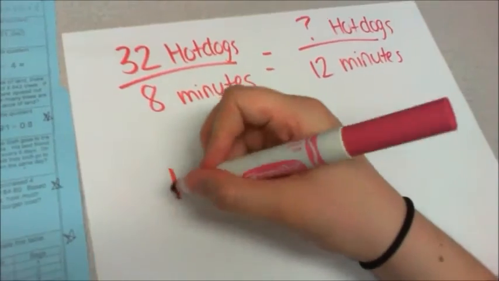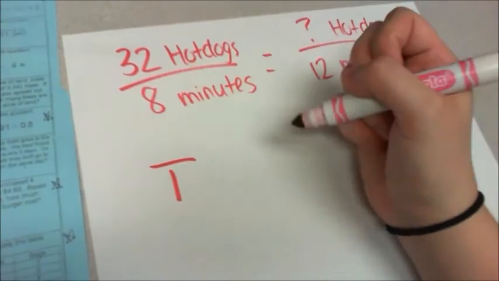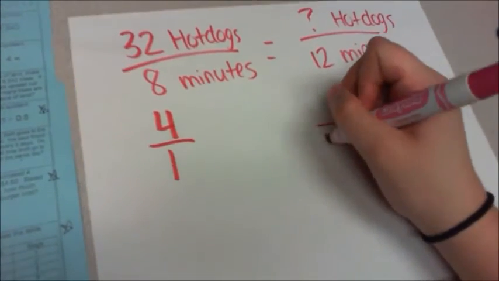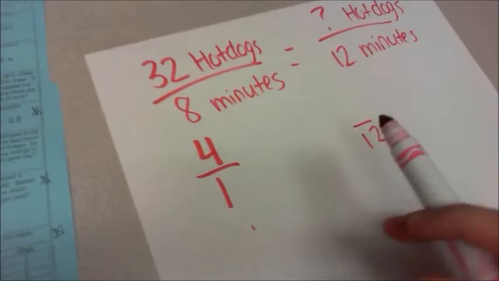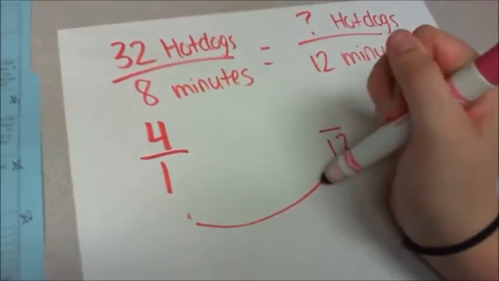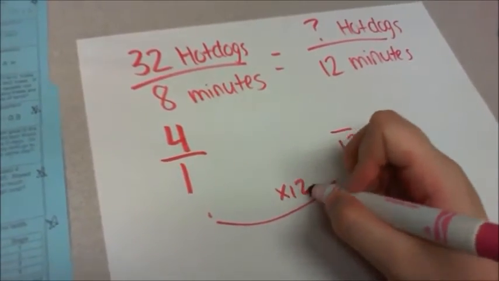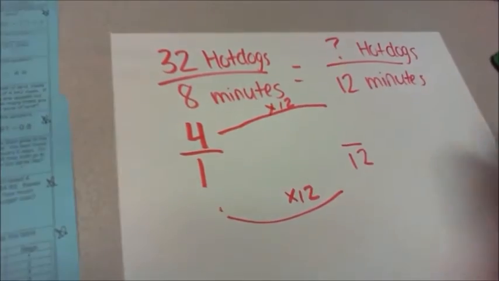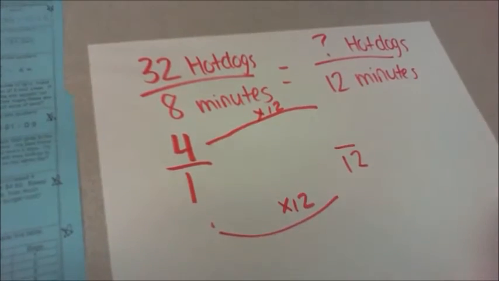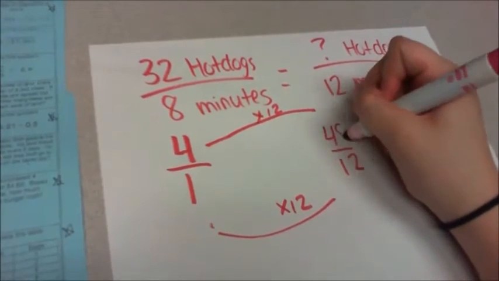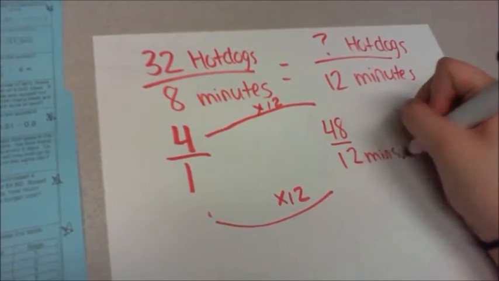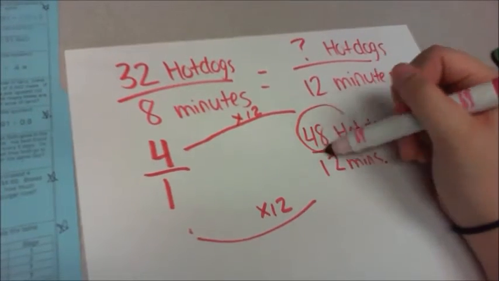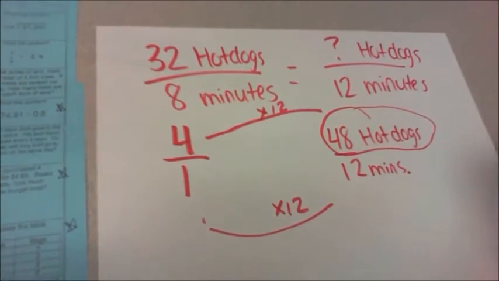8 goes into 8 1 time. 8 goes into 32 4 times. That's a little bit easier to get to 12. How do we go from 1 to 12? We multiply by 12. Wherever we do the bottom, we do to the top. 4 times 12 is 48. So in 12 minutes, Jesse can eat 48 hot dogs. That is crazy.